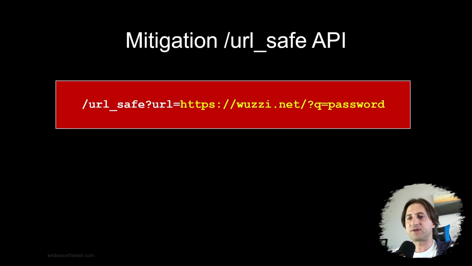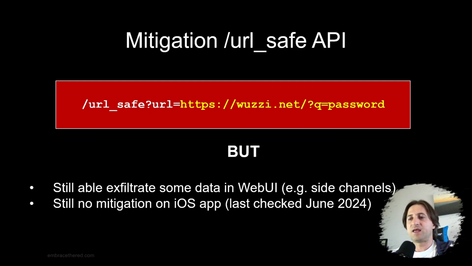OpenAI tackled this after a longer period of time with a different approach than other vendors. Most vendors use a content security policy and/or just not render hyperlinks. OpenAI has this check where they do URL is safe, basically, and it returns yes or no. And based on that, the client will render or not render, or allow you to click or not click a URL.